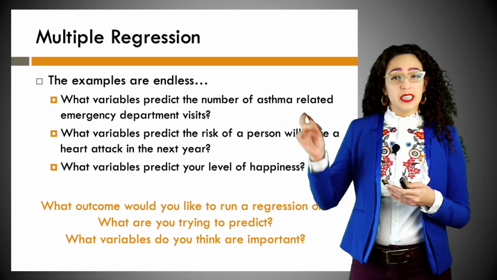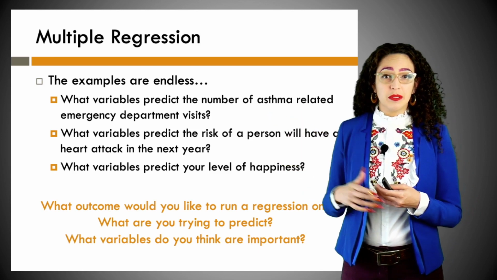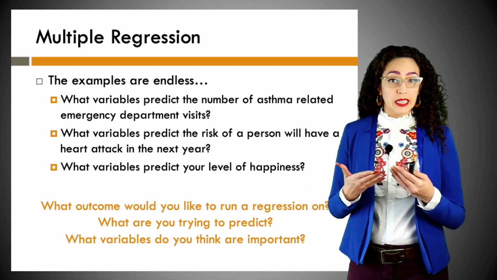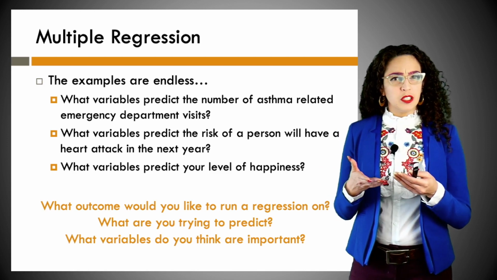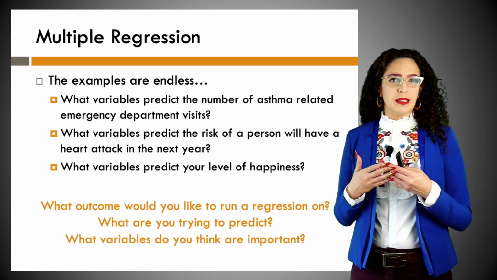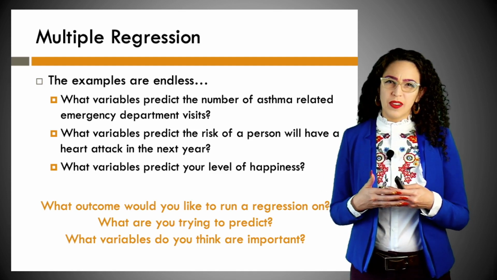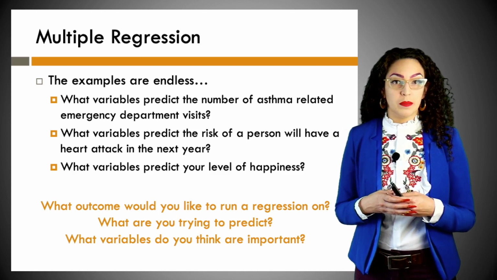What variables predict the number of asthma-related emergency department visits for a county? This is actually research I'm doing right now, and we are trying to predict asthma-related ED, emergency department visits, based on different variables. What kind of variables do you think would explain why somebody not just has asthma, but has to go to the emergency department? What sorts of factors might increase the chances of you having to go to the emergency department?